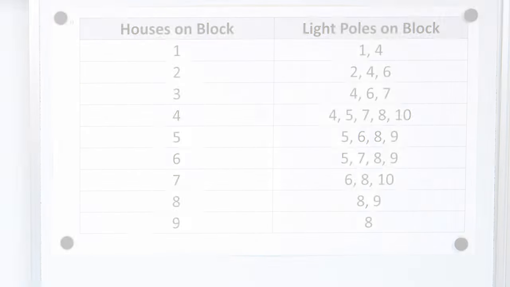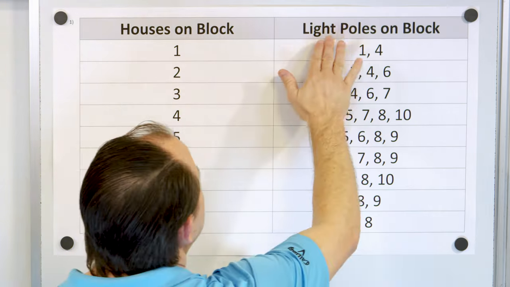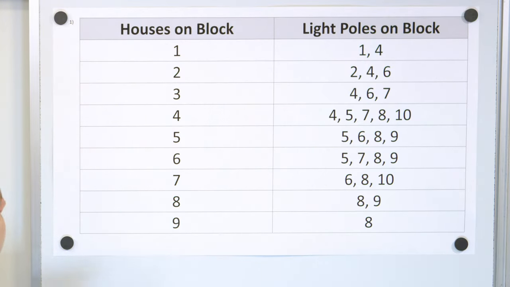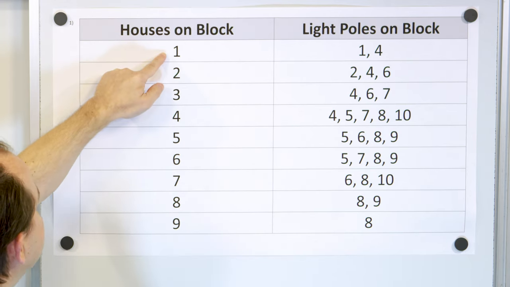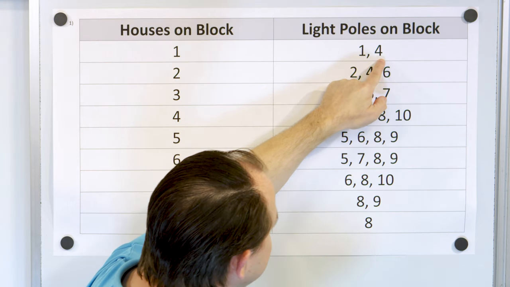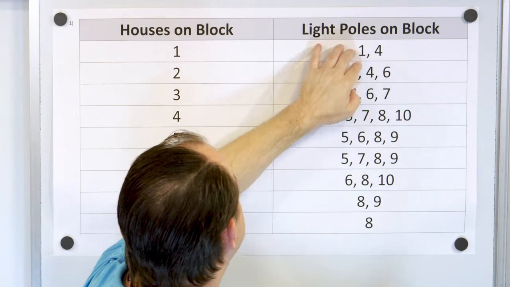So here we turn our attention to problem number one, where we have a city which is analyzing the number of light poles that are on each block of the neighborhood compared to how many houses are on the block. So we have different neighborhoods and such. If there's one house on the block, then in one instance there was only one light pole, and in another instance on a totally separate block with one house, there were actually four light poles on that block.